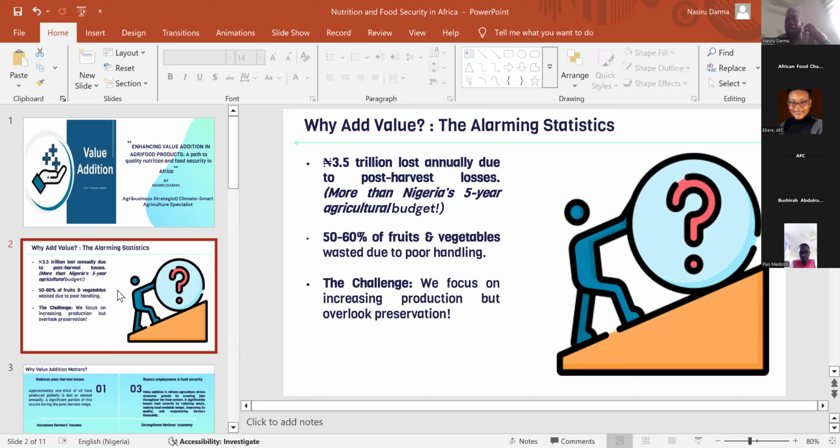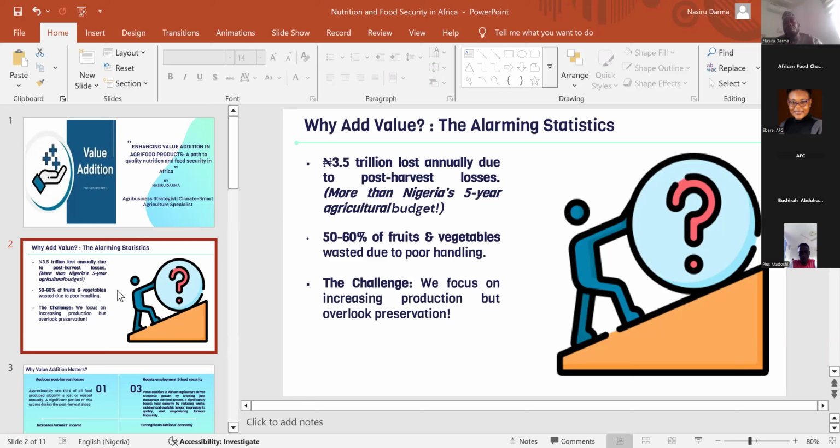So we should understand why we need to add value to what farmers are currently producing, especially as this platform is for entrepreneurs across the African continent. So it's important for us to see this as an opportunity to help solve Africa's problem while benefiting from it from a business point of view.